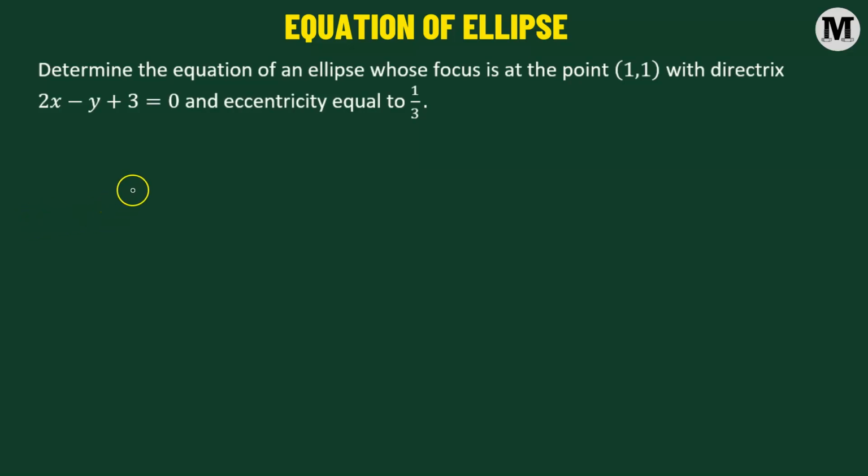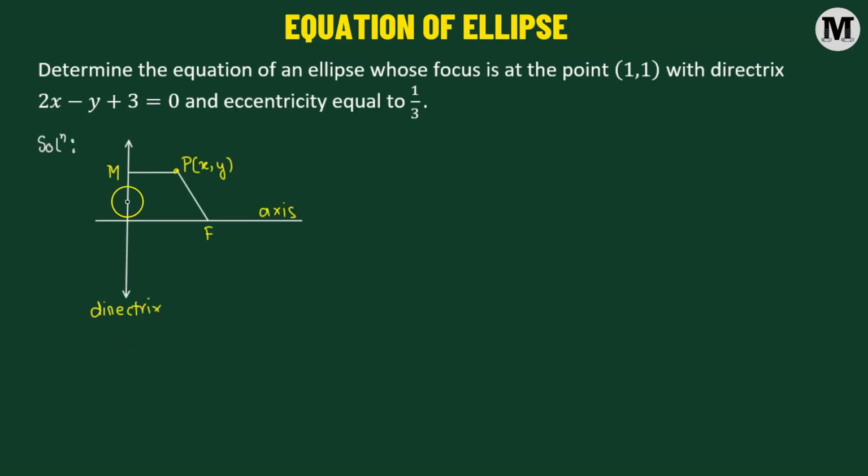So in this problem, we need to determine the equation of an ellipse whose focus is at the point (1, 1), with directrix given by 2x minus y plus 3 equals 0 and eccentricity equal to 1/3. Let's begin. So we'll consider a straight line which will represent the directrix of the ellipse. Its equation is given. We have 2x minus y plus 3 equals 0.